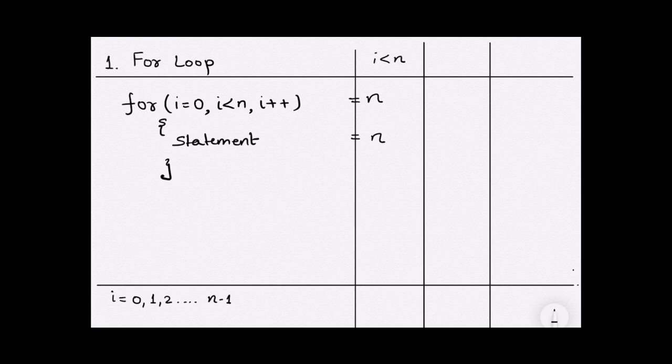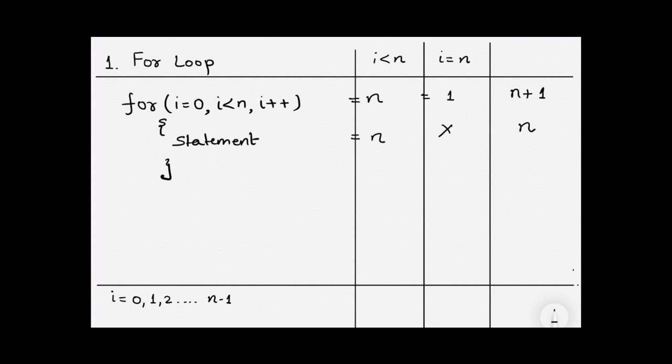Now as i becomes equal to n, the condition is checked where it becomes false and the loop exits. So all the statements inside the loop are not executed. So we can say that in the syntax of for loop, the for condition runs for n plus 1 times, while all the other statements run for n times.